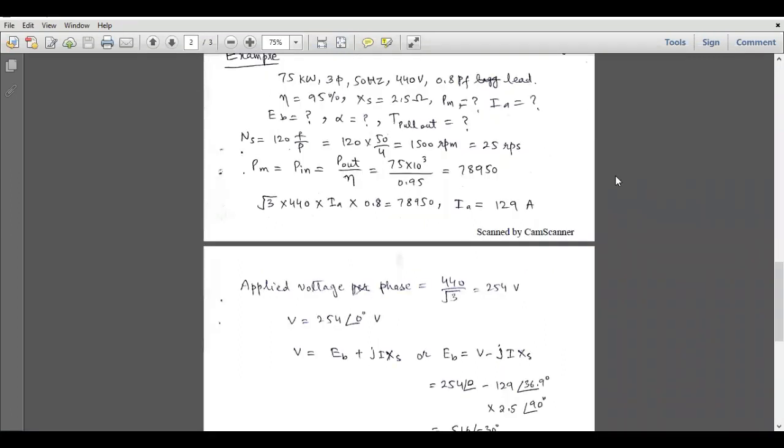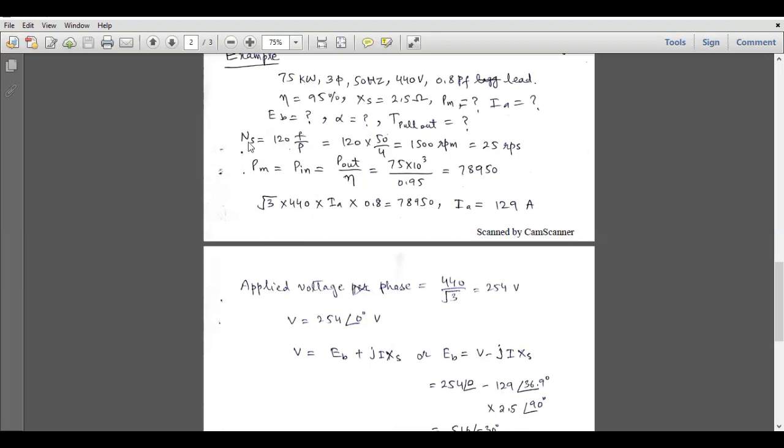Based on this discussion, we are going to solve a numerical problem to calculate the mechanical power generated by the synchronous motor, armature current drawn by the motor, back EMF, load angle, and the pull-out torque. So this is a 75 kilowatt three-phase 50 hertz synchronous motor operating at 440 volts line voltage and at 0.8 power factor leading. So remember this: 75 kilowatt is always the output power generated by the synchronous motor.